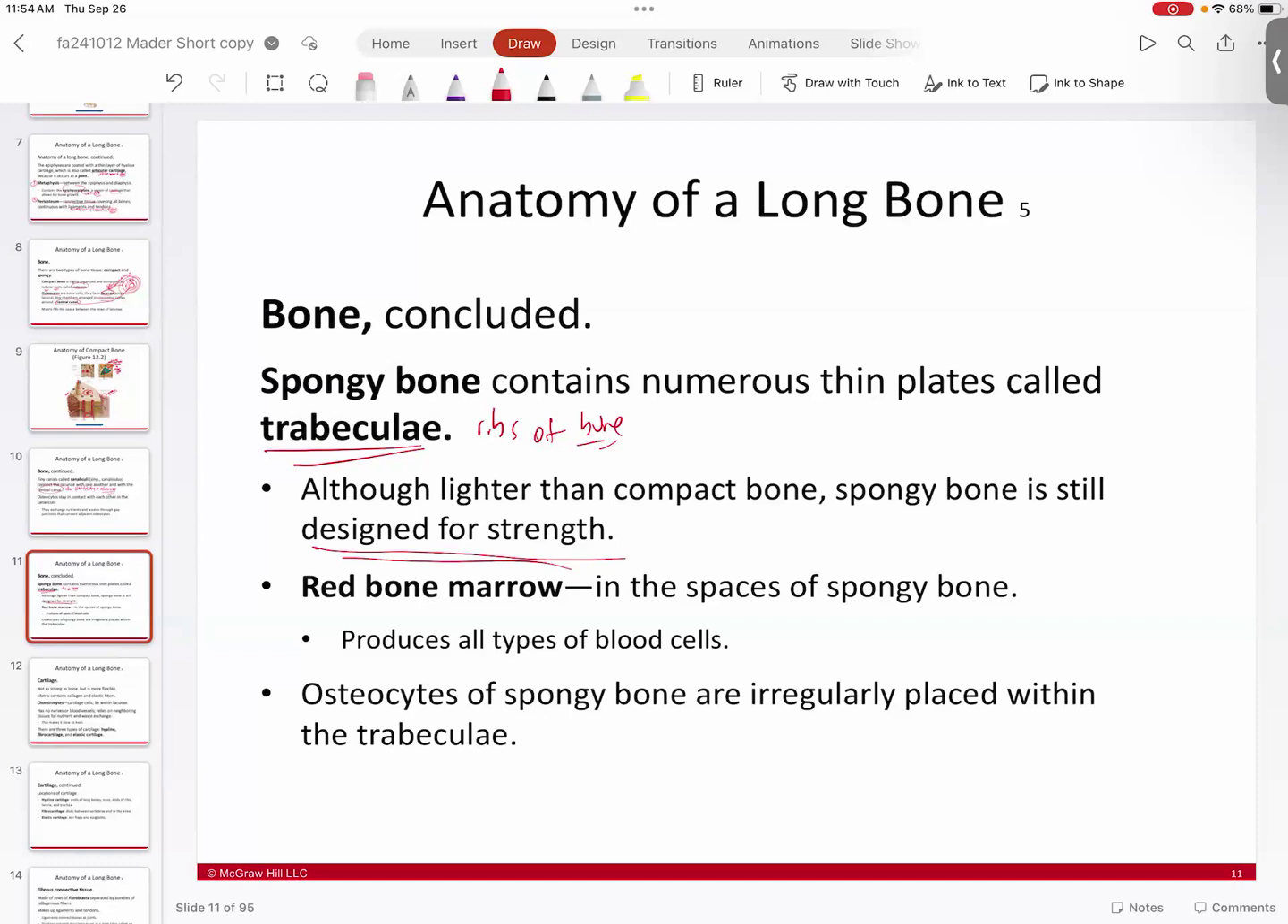Within the little nooks and crannies or the spaces of the spongy bone, you're going to find red bone marrow, which is basically the site where all of your red blood cells and white blood cells are being made. And so your red marrow is very, very critical to your immune system.